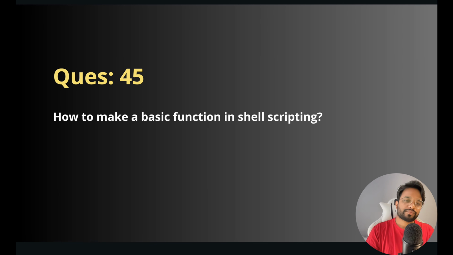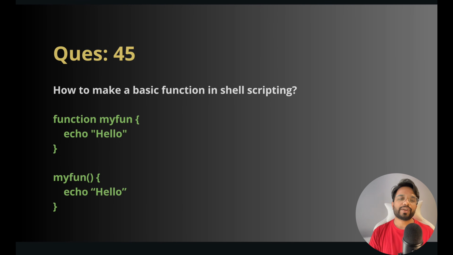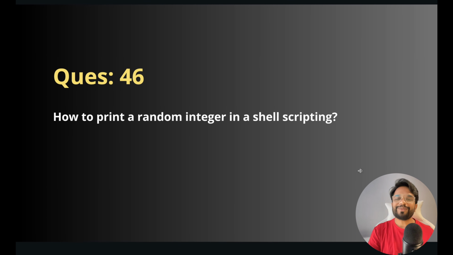Question number 45. How to make a basic function in a shell scripting? We understood what is function. Now how to make a basic function? So here is the syntax. So there are two ways actually, using the function and the name of the function, and you can provide your code inside the curly braces, or another way is my fun, that is the name of your function directly with the parenthesis. So here you don't need to write the function, and again your lines of code. And to call your function, you just need to use the name of your function. Very simple.